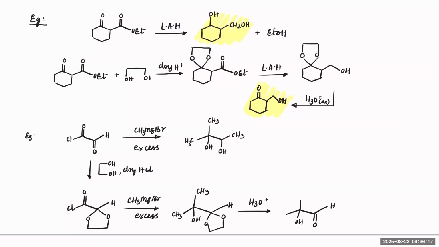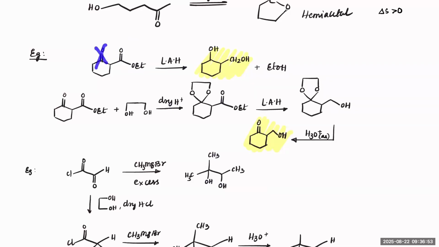Now, this is used as a very important application when you want to do a selective reduction. For example, I'm trying to reduce this ester, keeping the aldehyde or keto form intact. We do not want to disturb that. So what do we do? We would be using lithium aluminum hydride in this case. If I use lithium aluminum hydride directly, it can reduce the ester form and the keto form also. And this is the product you will get. But what if I do not want to reduce this ketone?